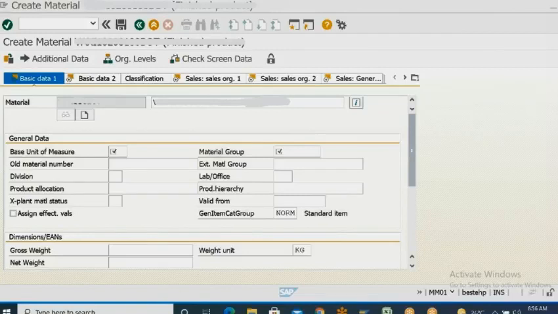Hi friends, now we'll discuss some of the important fields in Material Master.